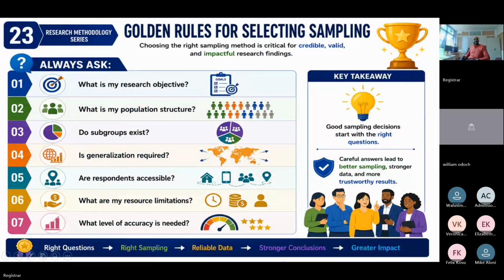Now, members, I'm getting into the final slides. The golden rules for selecting samples. The first rule is, what is my research objective? You should have a clear idea. What is my population structure? Does it have subgroups that are homogeneous or heterogeneous? Do I need generalization in my study? Are all my respondents accessible?